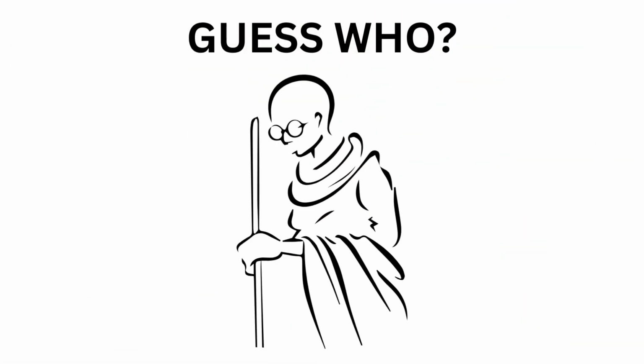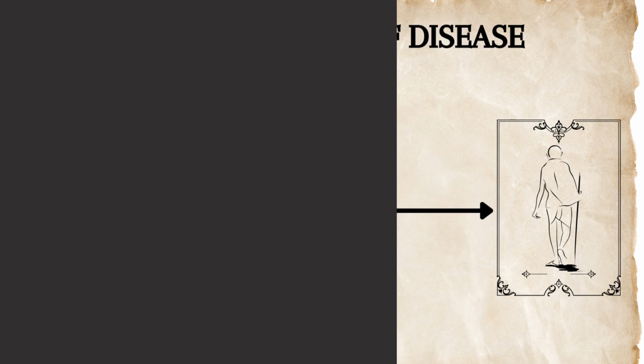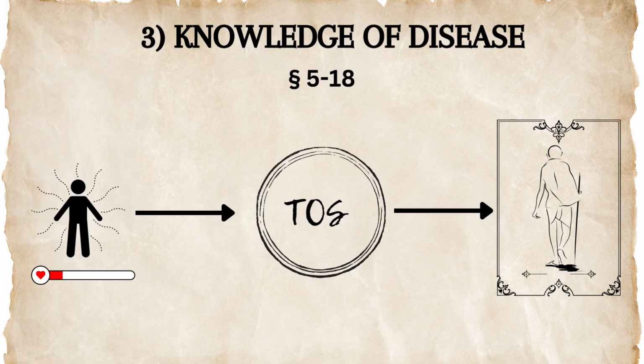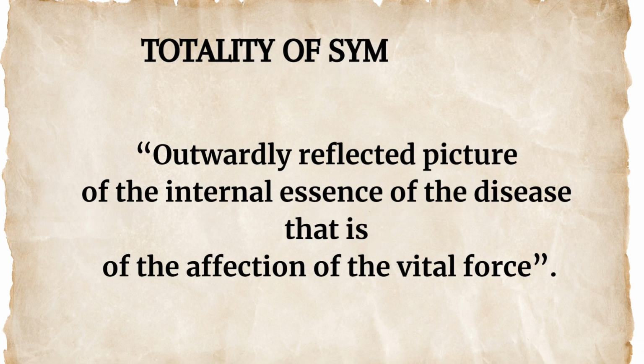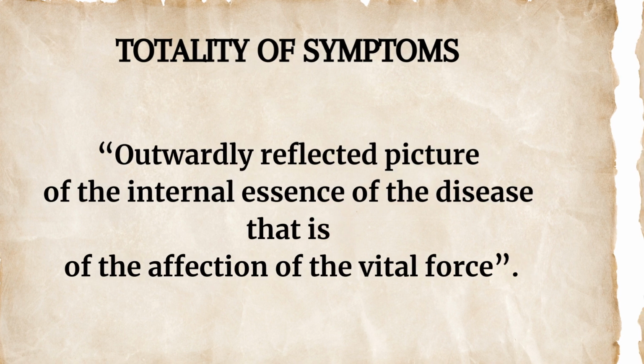For example, identify the person in this portrait. Yes, it is Mahatma Gandhi. Similarly, in a disease, we need just the totality of symptoms which guides us to our remedy. And the totality of symptoms is the outwardly reflected picture of the internal essence of the disease, that is, of the affection of the vital force.